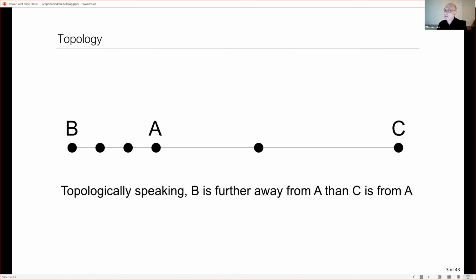You will notice that there are more black dots connecting A to B than connecting A to C. Now, in topology, geometry usually does not matter. What I am saying here, topologically speaking, is that I have to go through multiple nodes in order to get from A to B. So B is at a greater depth with respect to A than C is to A.